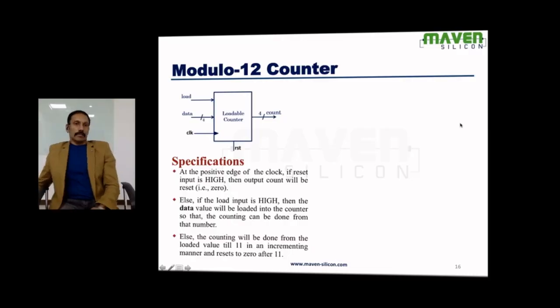Now let's look at the counter. This is a Modulo-12 counter. It's going to count from 0 to 11. Once it reaches 11, it automatically becomes 0 again.